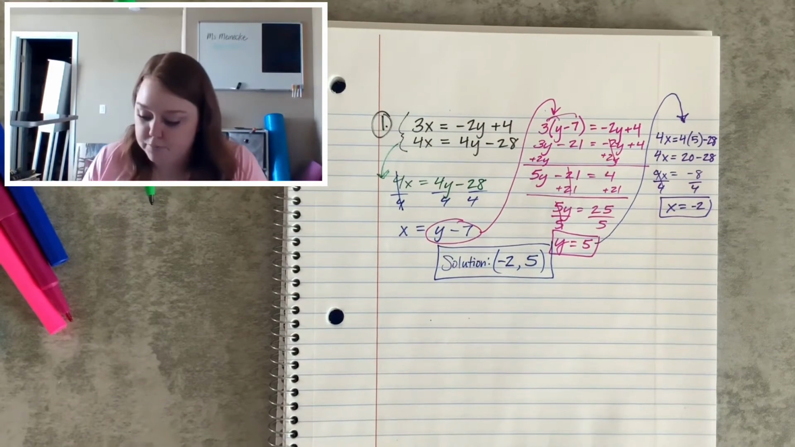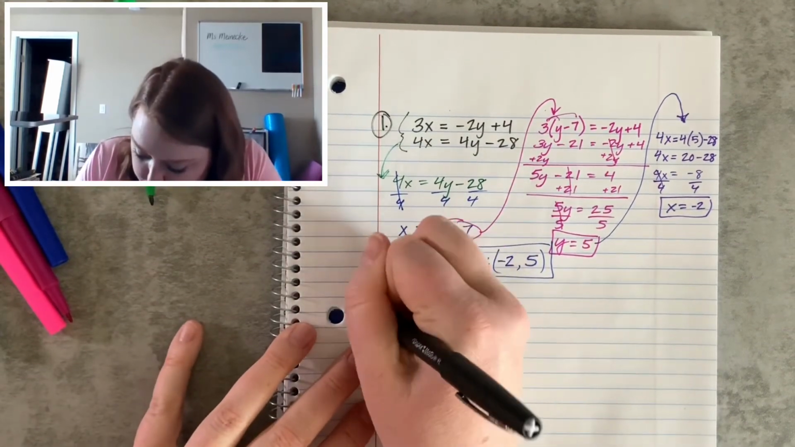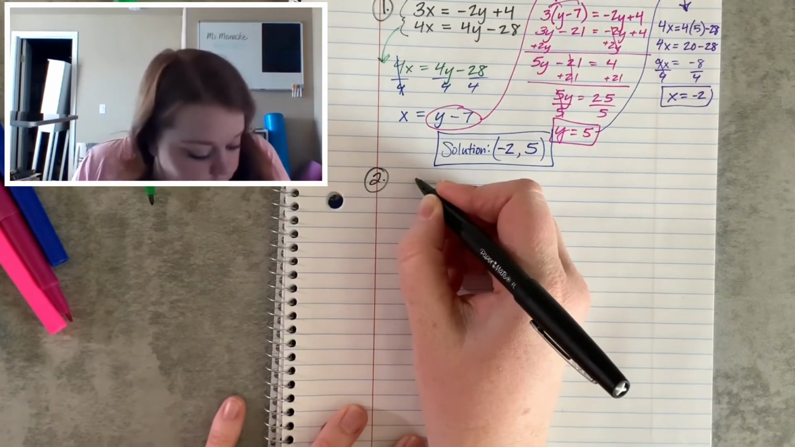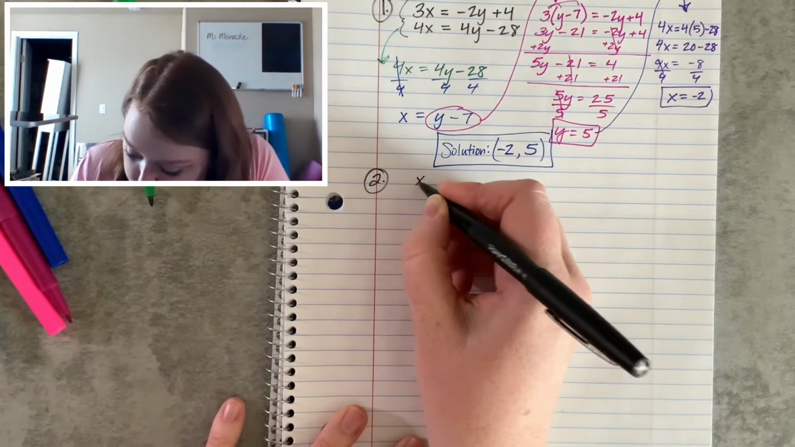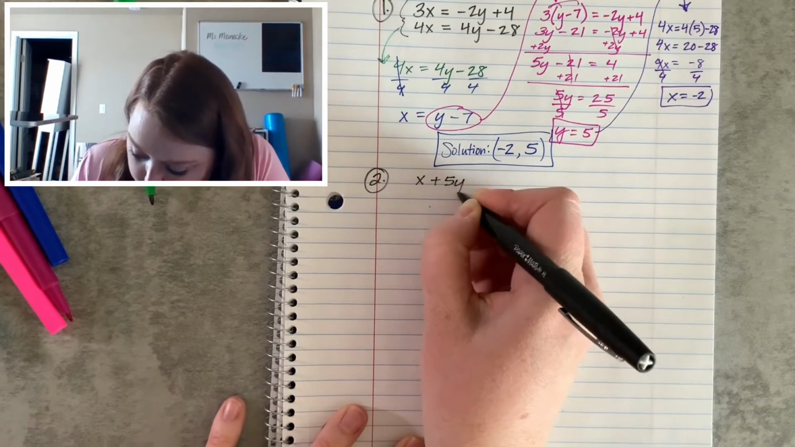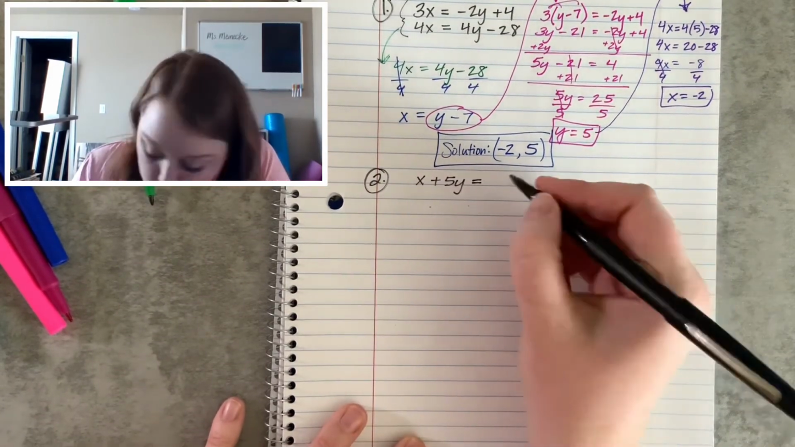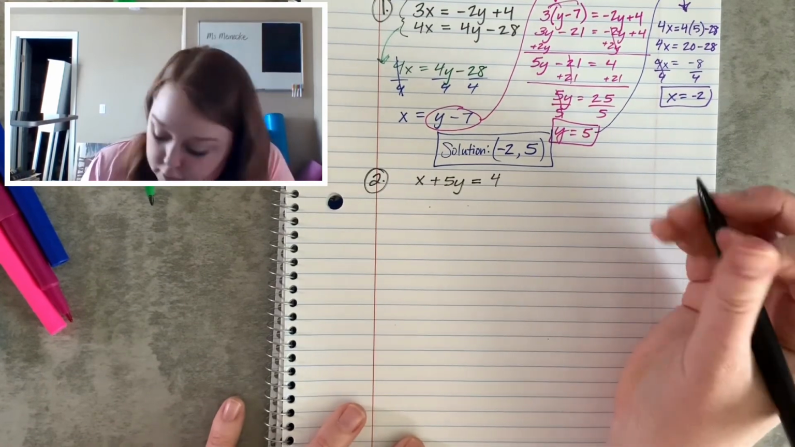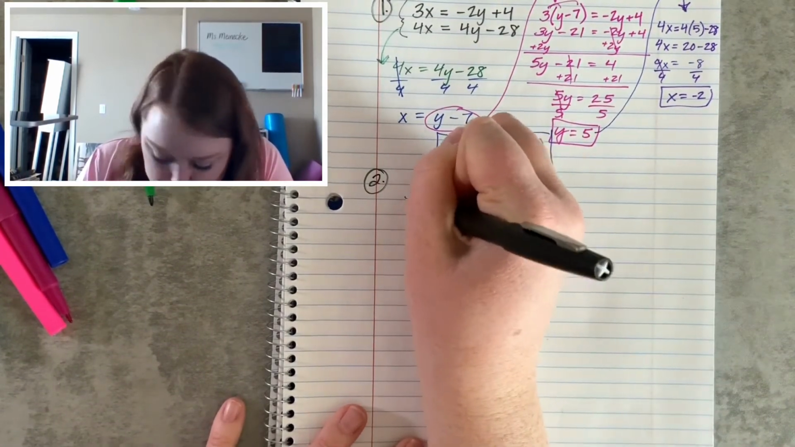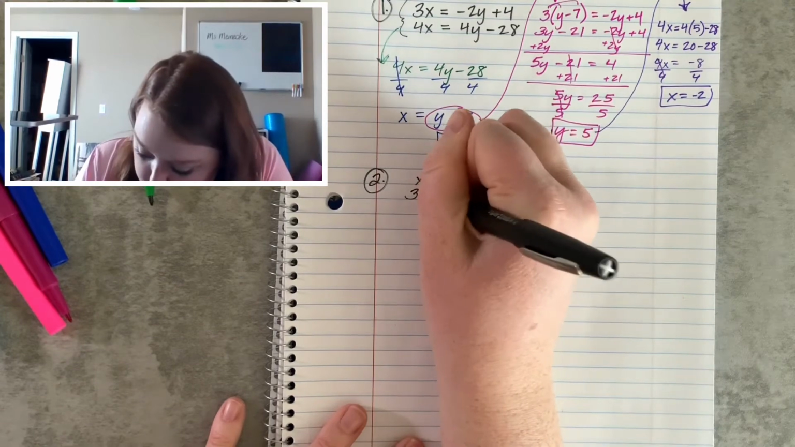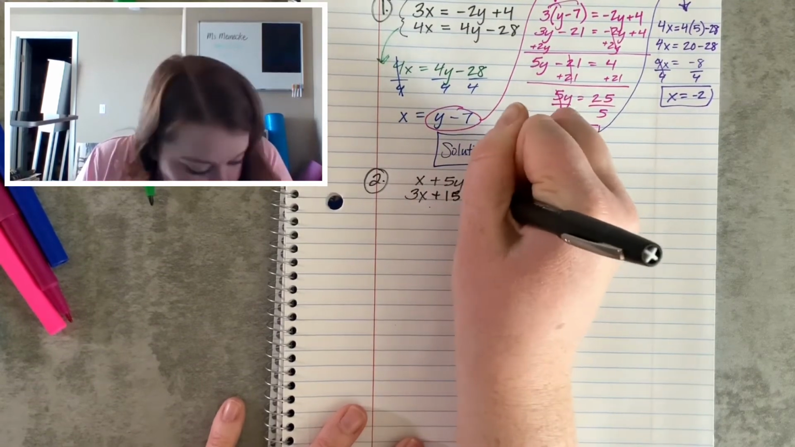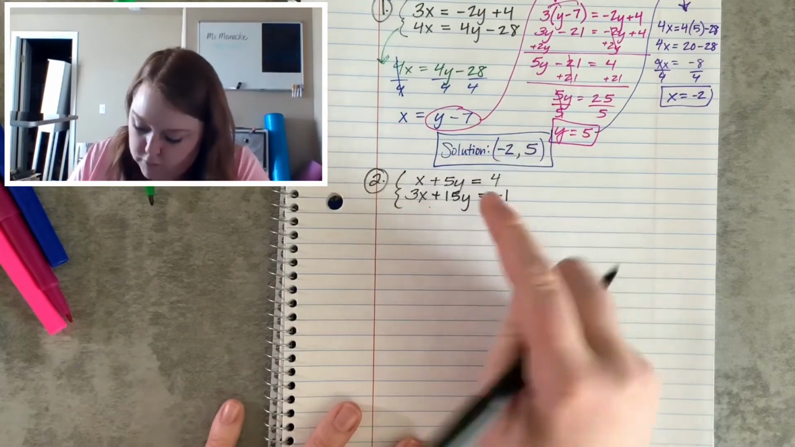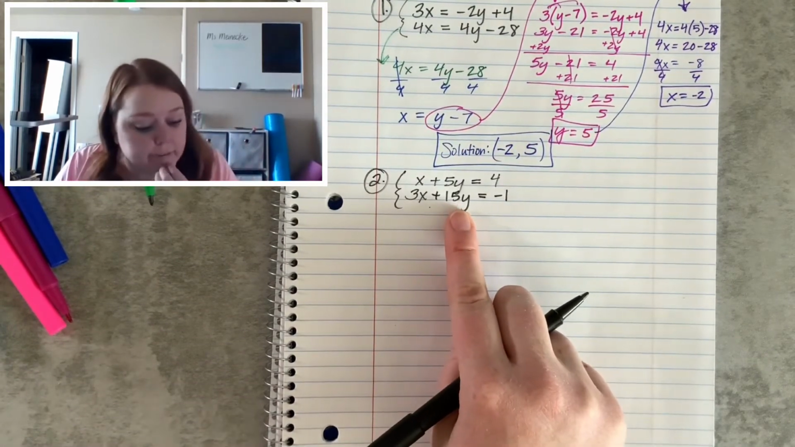All right, I'm going to do 2 more. Here's number 2. First equation, x plus 5y equals 4. Second equation, 3x plus 15y equals negative 1. That's the 15, by the way.